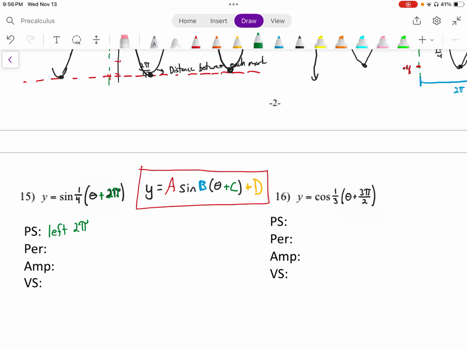Period is what is multiplied by theta, outside these parentheses, the 1/4. I probably said that wrong, but it's 2 pi, the normal period of sine, divided by 1/4. Dividing is the same as multiplying by the reciprocal, so the period is 8 pi. Amplitude is what's multiplied out here, which is an understood 1. The amplitude is 1. And there is nothing added outside here, so the vertical shift is 0.